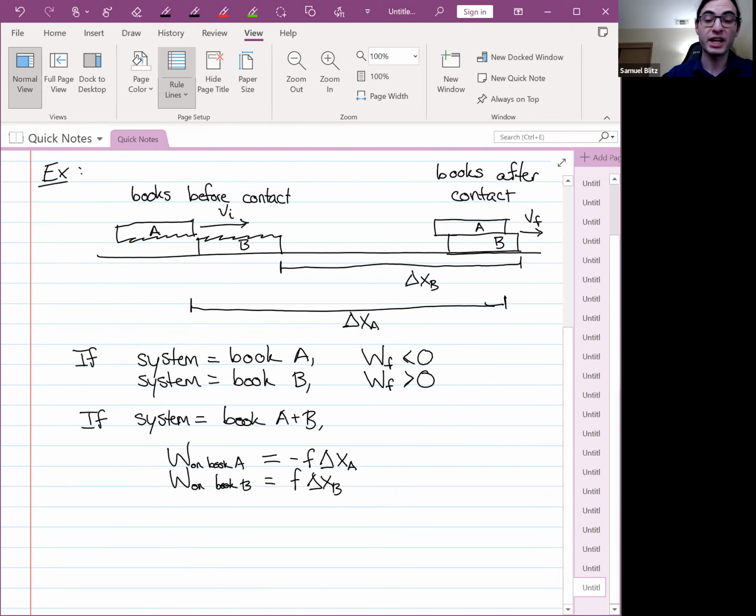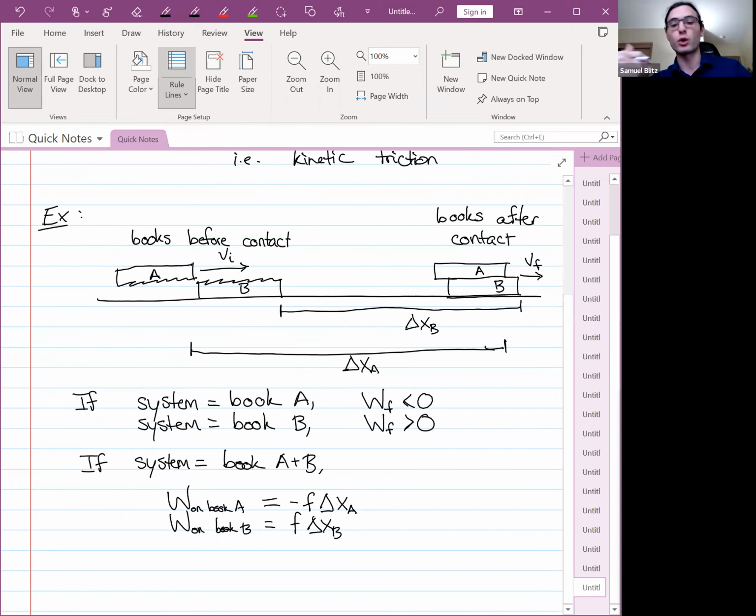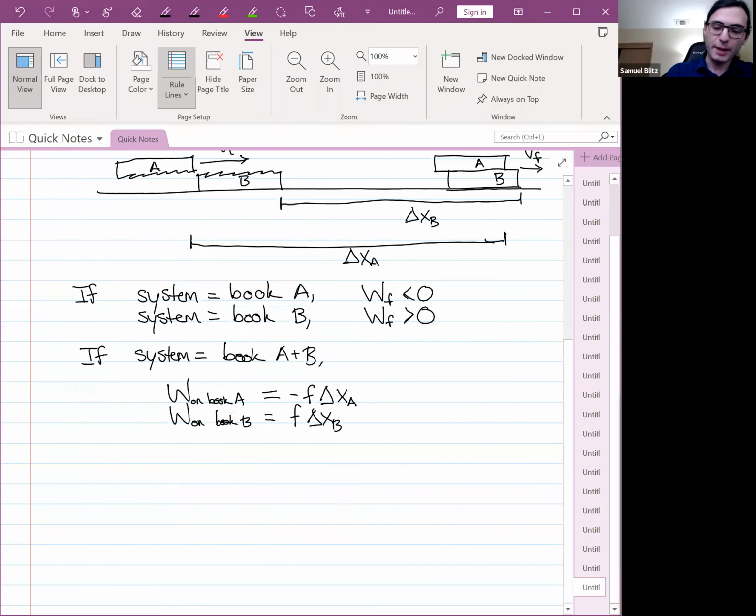So the force applied on book B is applied over a shorter distance because book B travels less far, even though it's the same force from Newton's third law. So these F's are just the magnitudes of the friction forces, and they're equal and opposite because of Newton's third law. So that means that the total internal work done by the friction force is therefore F delta XB minus F delta XA, or it's minus F times (delta XA minus delta XB).